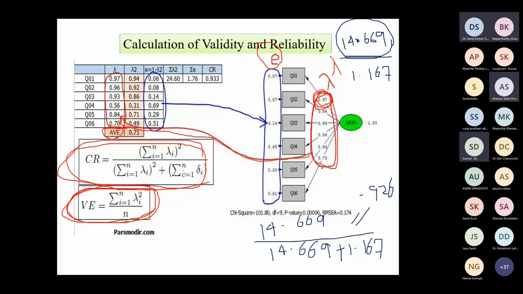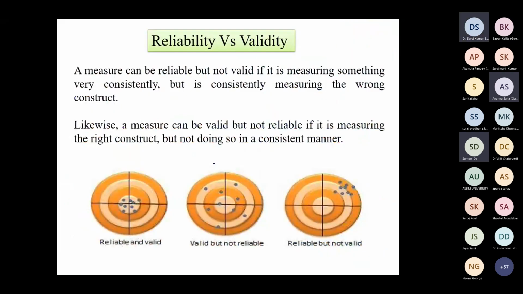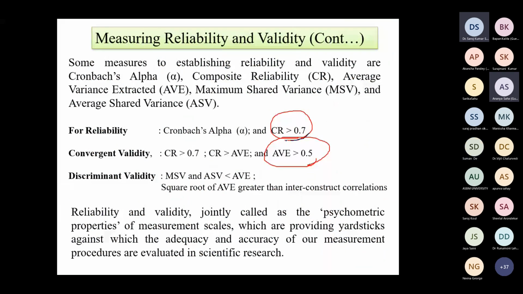Clear? Yes, sir. Now look at the standard. The standard says if the CR is more than 0.7, then another criterion of convergent validity is proven, plus reliability is proven. CR means composite reliability. If the composite reliability value is more than 0.7, convergent validity is proven and reliability is proven for that particular construct, that is F1.